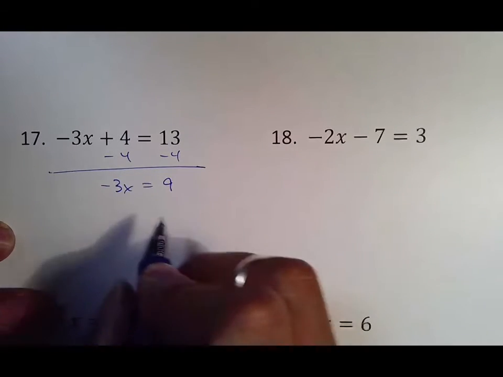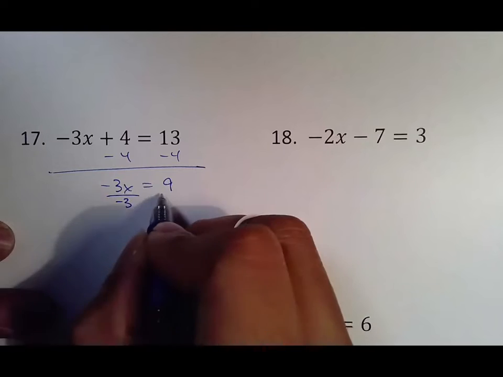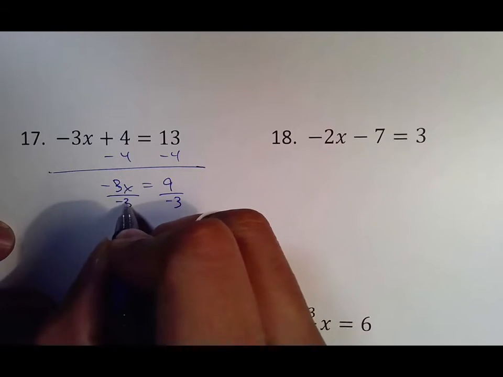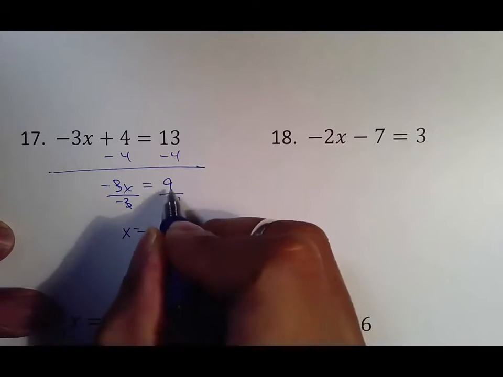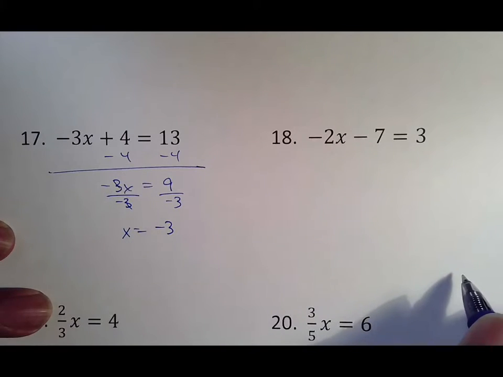13 minus 4 is 9. Remember, that's negative 3 times x. There's not a 3 on the bottom, so we put the negative 3 on the bottom. Those two things cancel. x comes down, and don't forget when you divide a positive by a negative that it makes a negative answer.